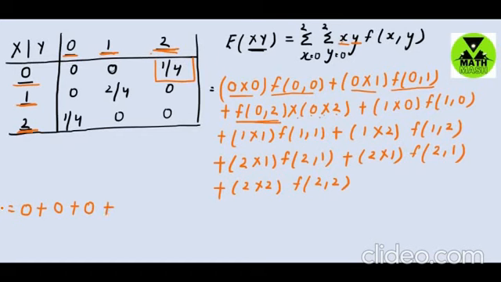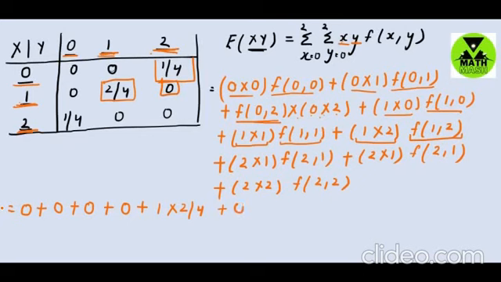So this is 0, plus 1 multiplied by 0 is 0, and multiplied by this joint probability mass function it is 0 again, plus 1 multiplied by 1. This is 1 multiplied by f at 1, comma 1. So what is f at 1, comma 1? X is 1, y is 1, so this is 2 by 4. Then 1 multiplied by 2 is 2, and 2 multiplied by f at 1, comma 2. So f at 1, comma 2 is 0, so it is again 0.